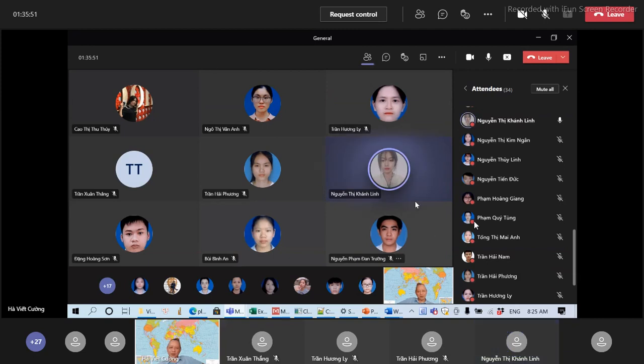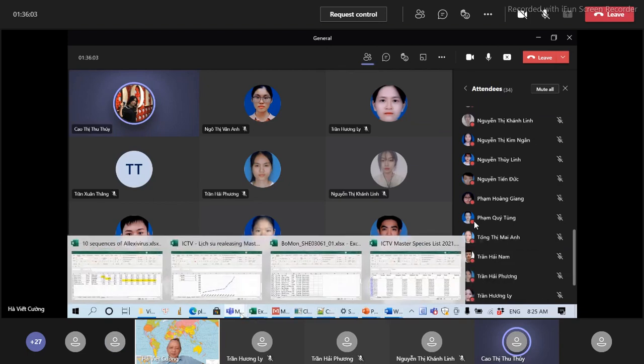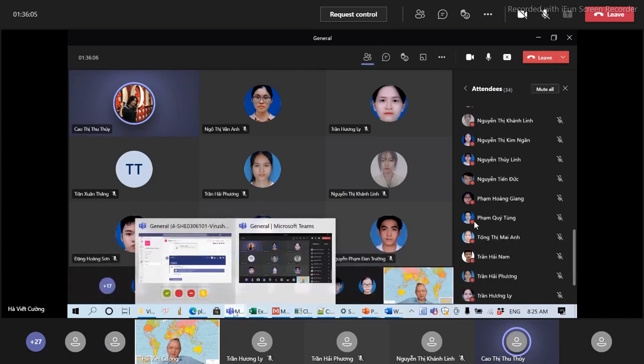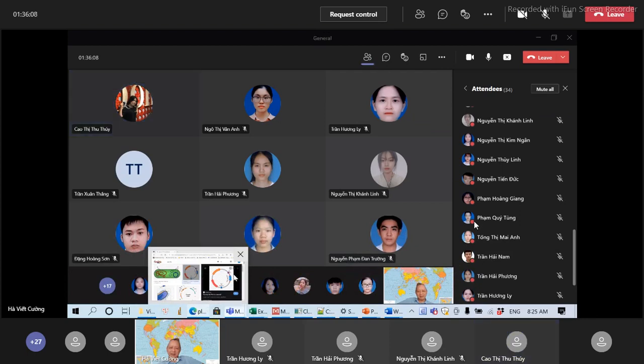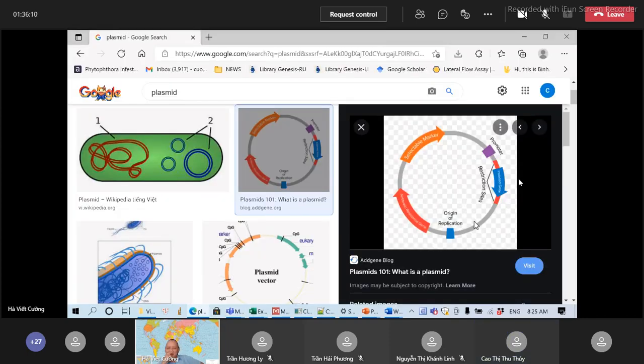Now, Cao Thị Thúy. How does plasmid replicate? Plasmid replicates autonomously and independently in the host cells. Yeah, of course. What's the name of the method of replication of the plasmid? Can you repeat your question? The name of the method of replication of plasmids.